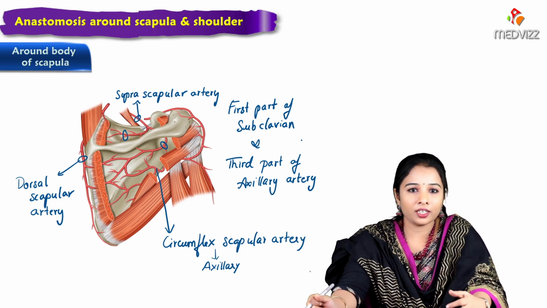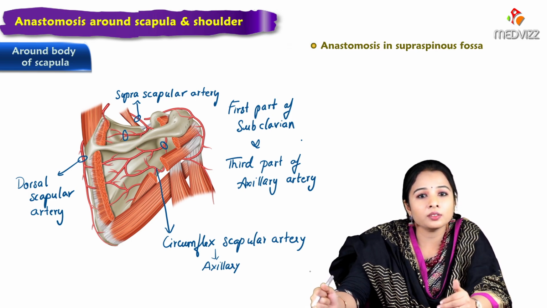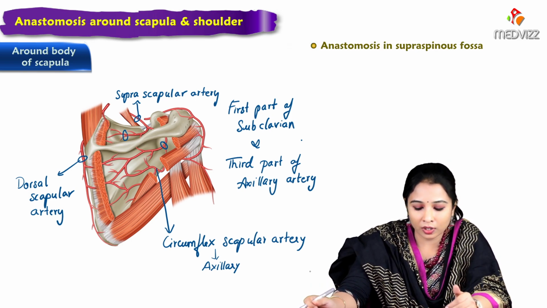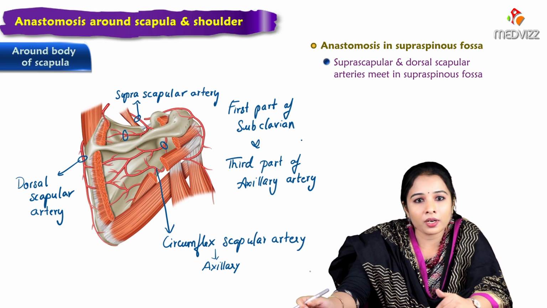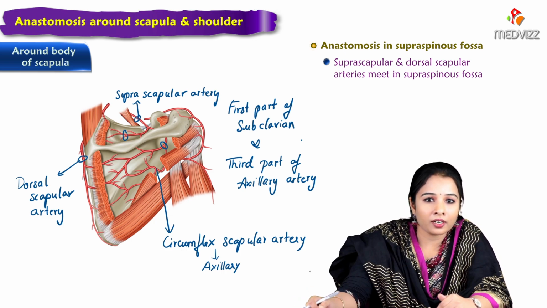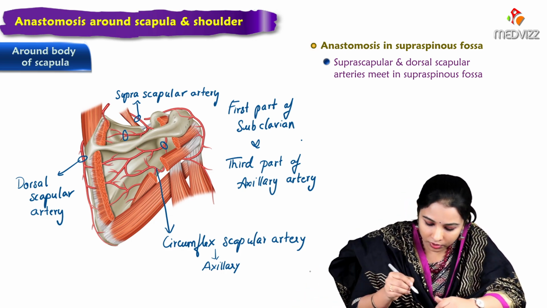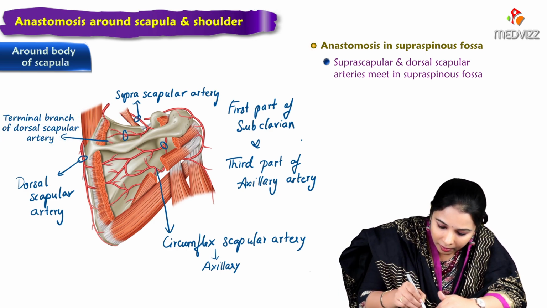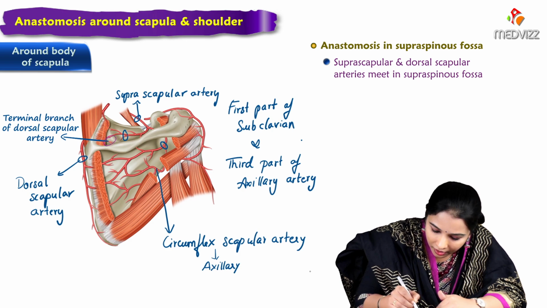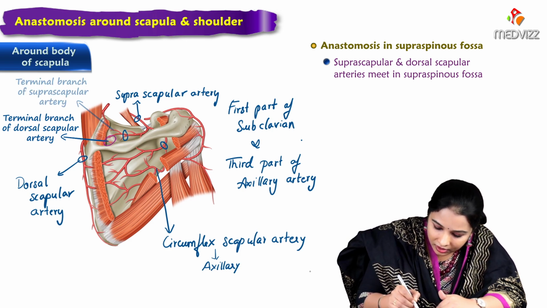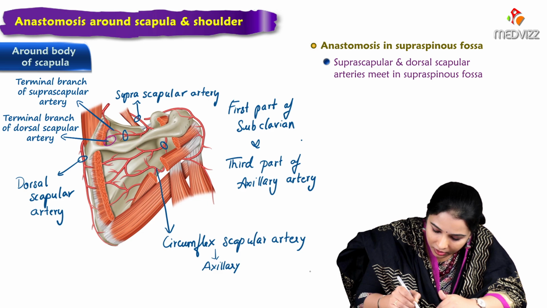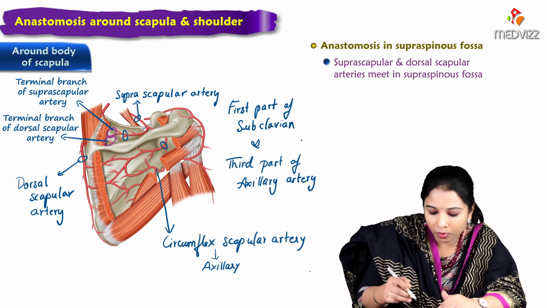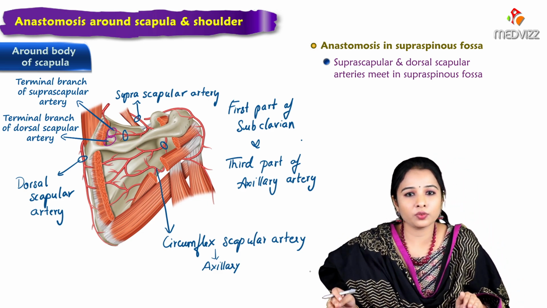So let's see how the anastomosis occurs. First, the anastomosis in the supraspinous fossa: the suprascapular artery and dorsal scapular artery meet in the supraspinous fossa. So this is the dorsal scapular. Here is the terminal branch of the dorsal scapular artery, and we can see the terminal branch of the suprascapular is here. They both anastomose in the supraspinous fossa.